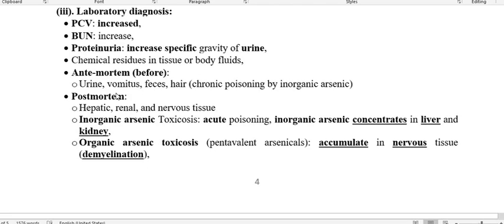Others are antemortem. In antemortem, you have to see the urine. Check whether the BUN is raised and whether the specific gravity is raised or not. Also, you have to check the arsenic content in the urine, vomitus, feces, and hair, because hair is the most important, particularly in chronic inorganic arsenic poisoning. As we mentioned earlier, a high amount of sulfhydryl groups are found in two places, that is the nail and hair. So arsenic gets deposited more there, and you have to test whether arsenic is present there or not. This is about antemortem, before death.